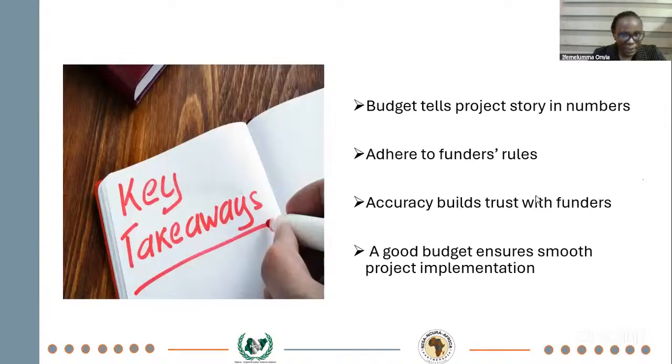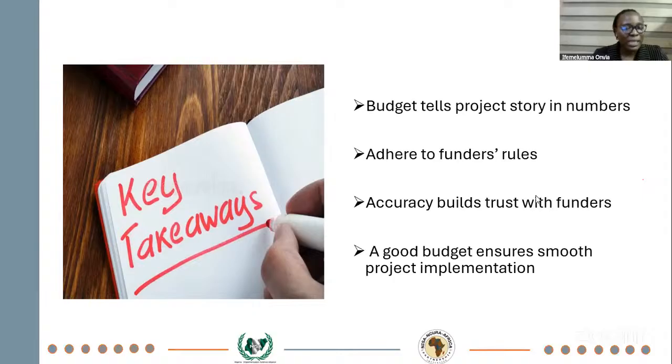So our key takeaways for today: a budget, in layman's terms as regards grant budget, tells the project story in numbers. We've learned that it is very necessary that we adhere to funders' rules, very necessary, so that our proposal will not be thrown out. If we don't adhere, we may disobey the limits and will not even be checked. Then, accuracy builds trust with funders.